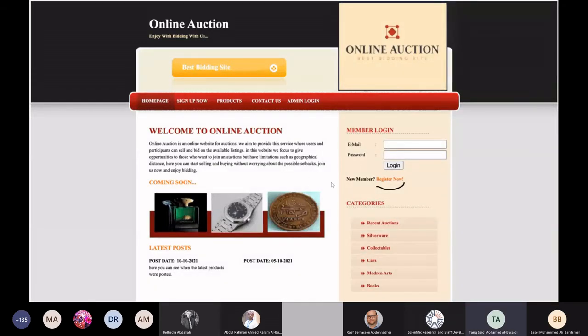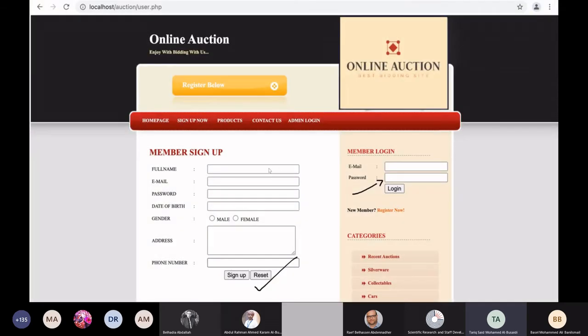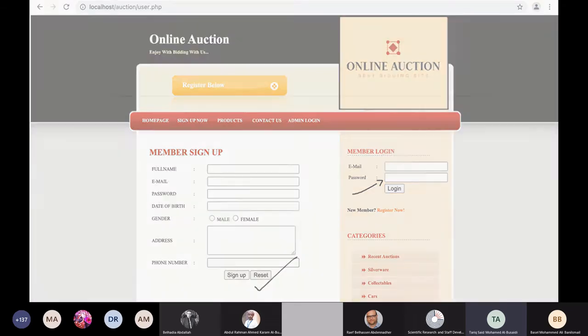So this is the example that we have. You can press register. After pressing register, you will have the following page showing your full name, email, and you add your password, date of birth, and choose your gender, and type your address and phone number. Once you have successfully signed up, you just put your email and password there to access the application.